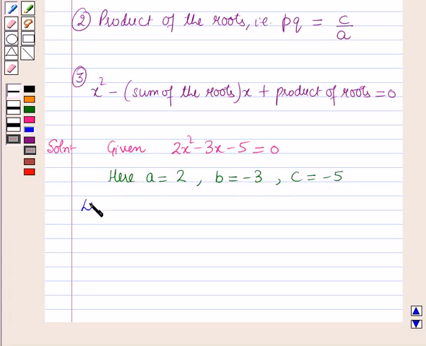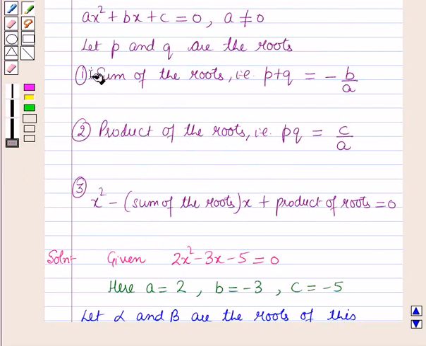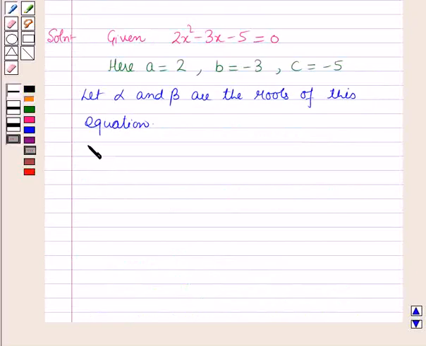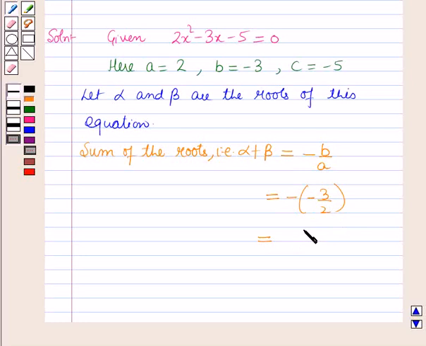Now, let alpha and beta are the roots of this equation. Now we know that the sum of the roots is equal to minus b over a. Therefore, sum of the roots, that is alpha plus beta, is equal to minus b over a. Now putting the values of b and a here, it will be minus of minus 3 by 2, which is further equal to 3 by 2.